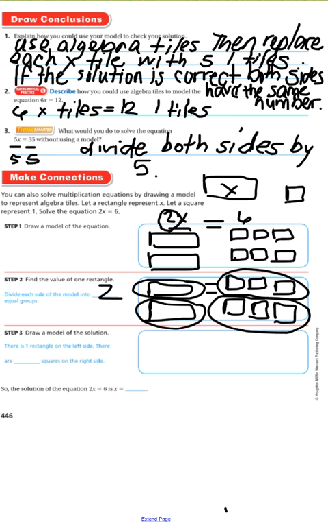Step 3. Draw a model of the solution. There is 1 rectangle because 1 equals x equals, and then what's your answer to x? Well, that would be 1, 2, and 3.